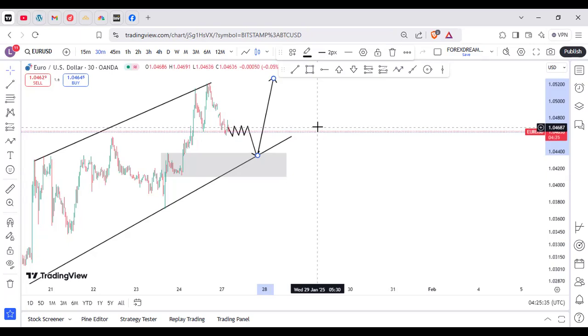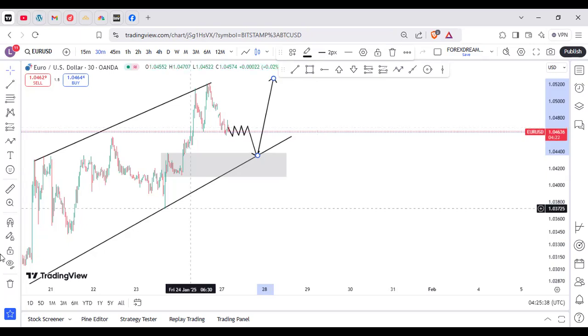So now, let's look at the tariff pair and see if we're going to see the same information.